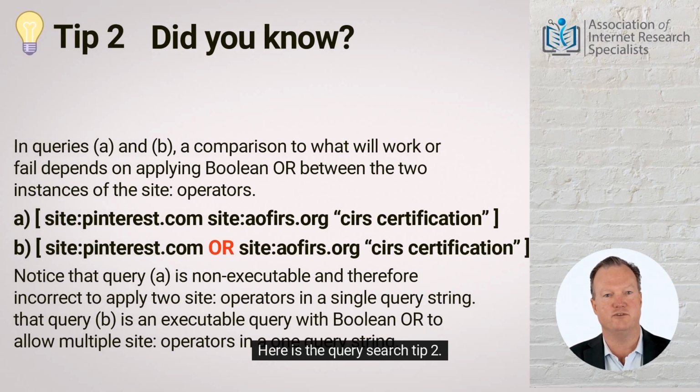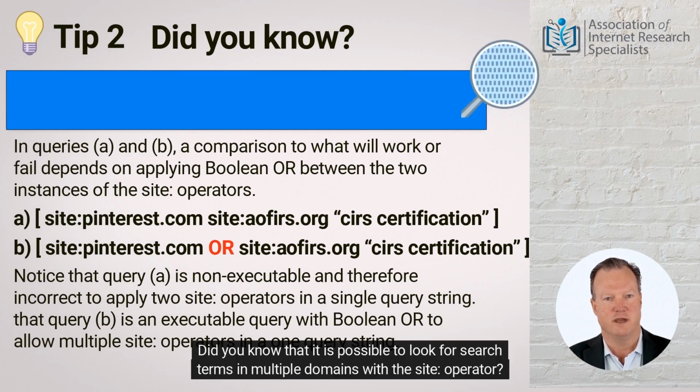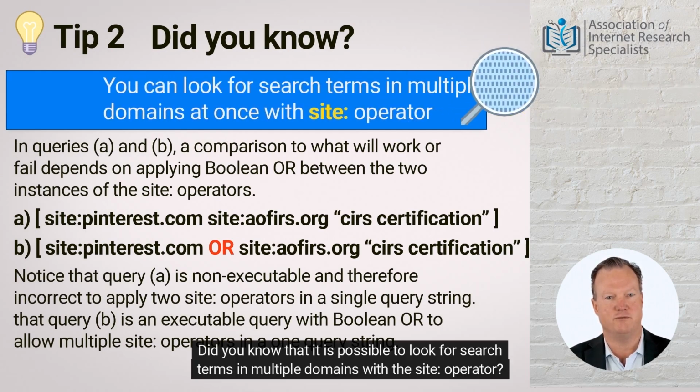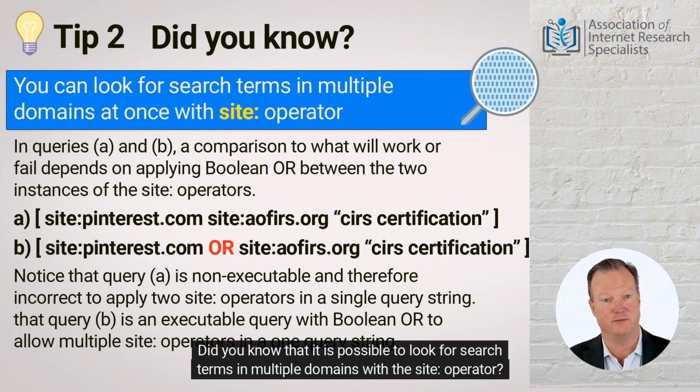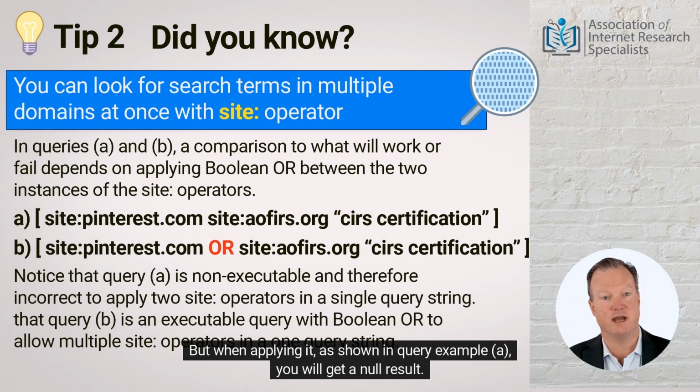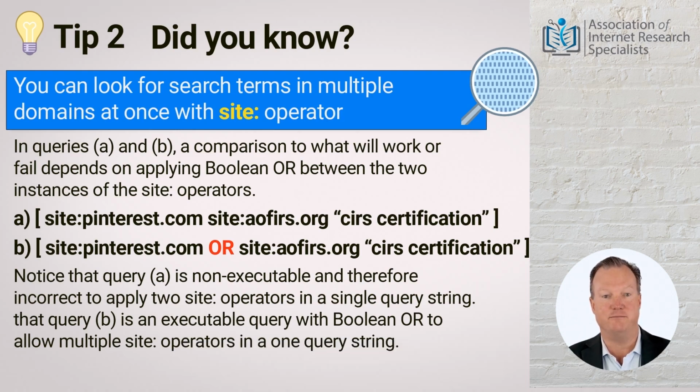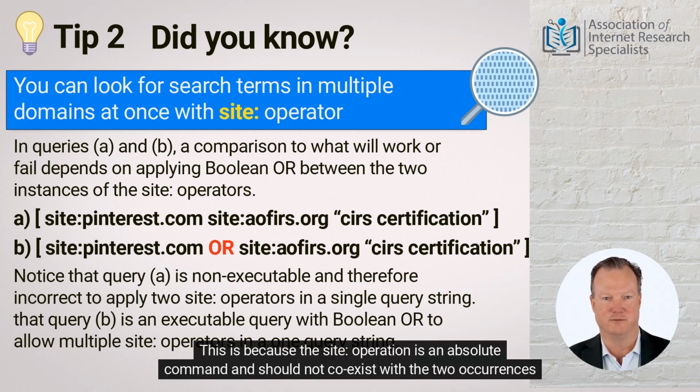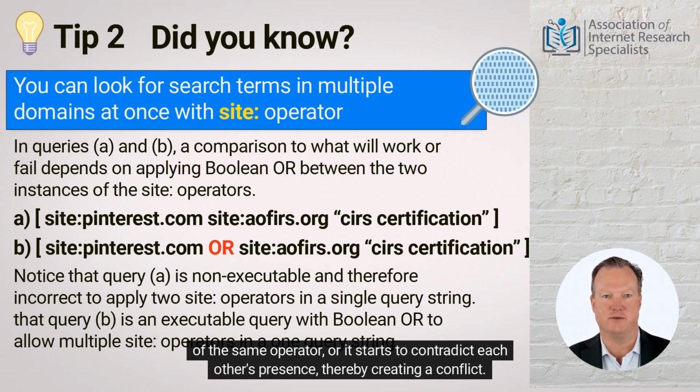Here is the query search tip 2. Did you know that it is possible to look for search terms in multiple domains with the site operator? But when applying it, as shown in query example A, you will get a null result. So, why is that? This is because the site operator is an absolute command and should not coexist with two occurrences of the same operator, or it starts to contradict each other's presence, thereby creating a conflict.